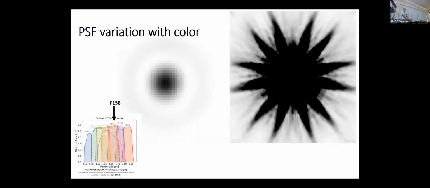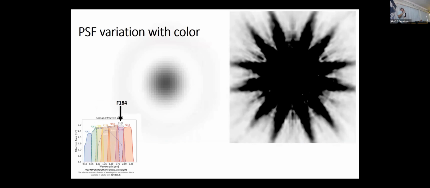The next one, the next one, the next one. And pretty much every star is going to be some combination of these different PSFs, depending on how blue or how red it is. And that's something that we're going to have to deal with. I don't think it's going to be crazy hard to deal with, but we're going to need to figure out how to put all the data that we have together to do that.